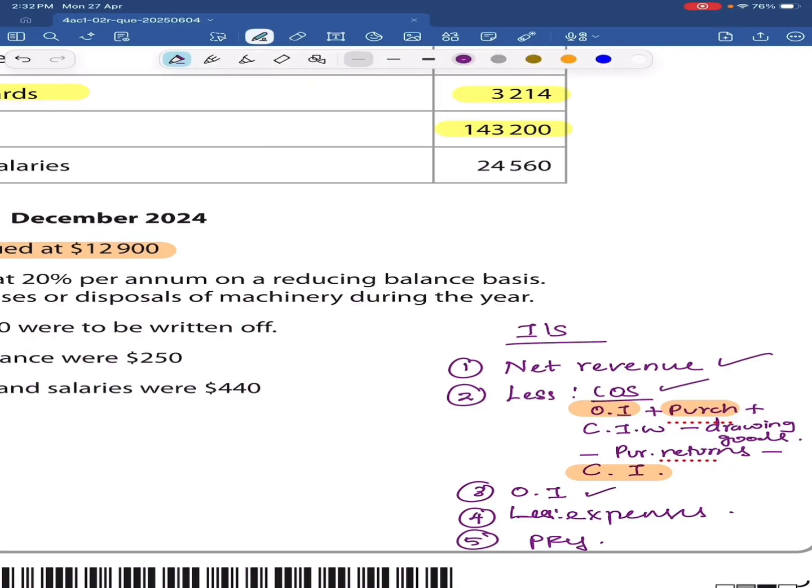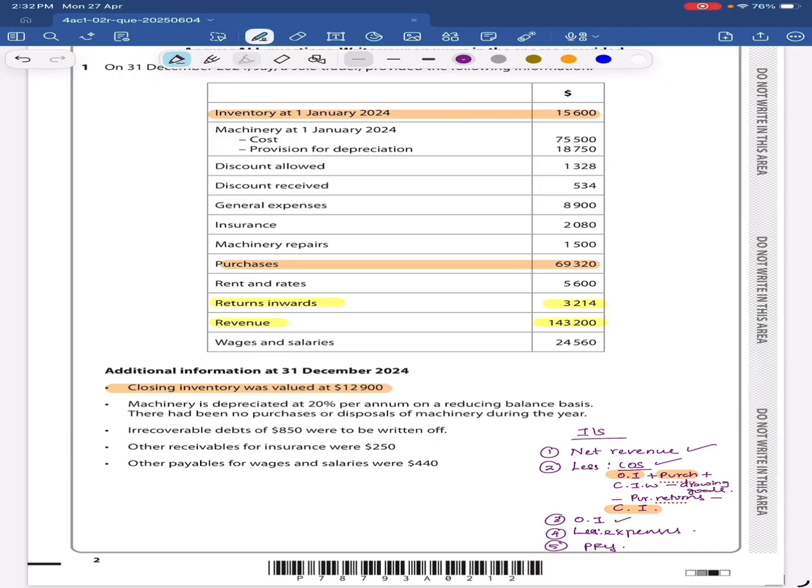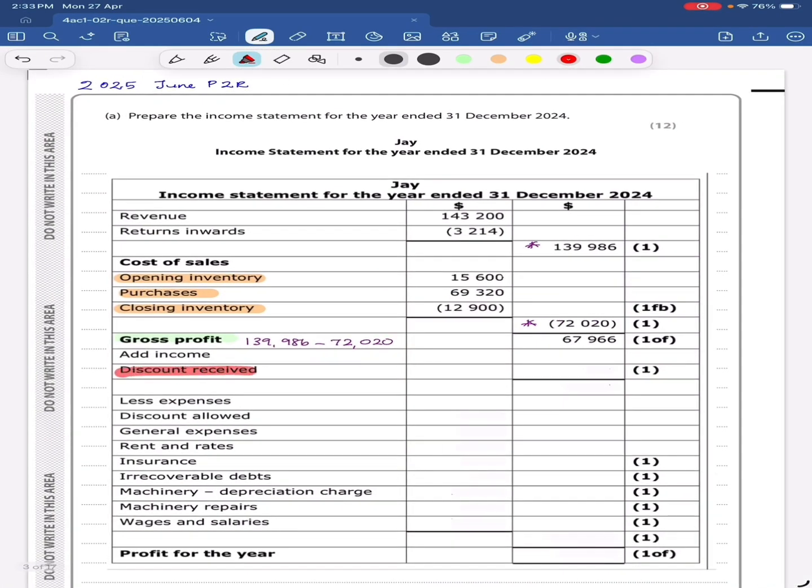Now let's see if we have any other income. We are done with cost of sales now. Let's check if we have any other income. I'll color code them in red. As you can see here, we only have discount received for other income. So let's enter discount received and enter the figure, which is 534. Now add the gross profit with the other income total, which should be 68,500.